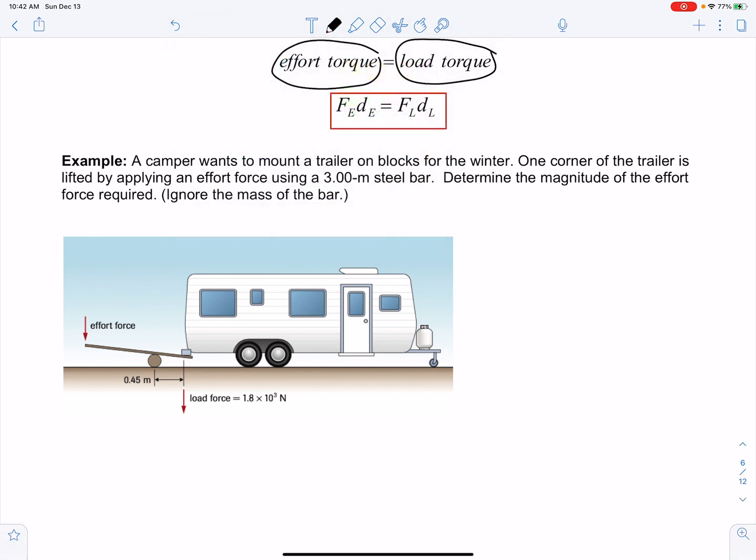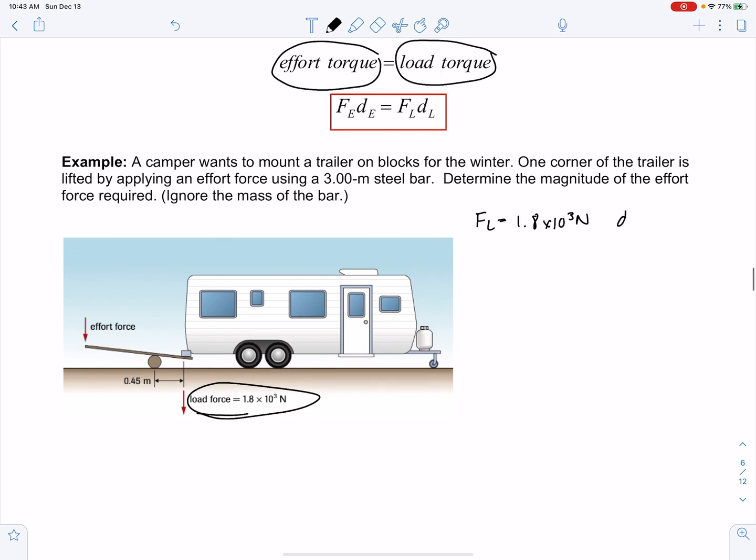So we are given the load force right here, which is 1.8 times 10 to the power of 3 newtons. And we know that the load arm, this distance right here, between the fulcrum and the load is 0.45 meters. What they want us to find is the effort force, determine the magnitude of the effort force.